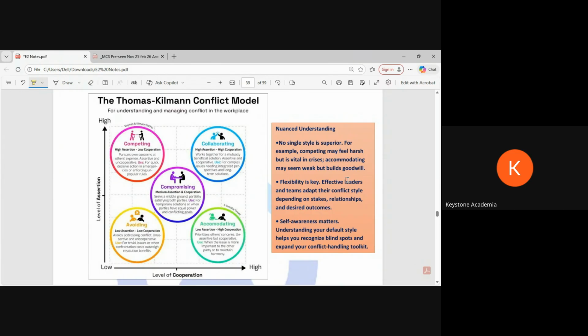So effective leaders and teams adopt their conflict style depending on stake, relationships and desired outcome. Here in the textbook they are writing no style is superior, but in the exam you have to take the call. You cannot say okay all these are good. You have to say which one and how. You have to show leadership skill. Don't give open-ended answers. Give specific points.